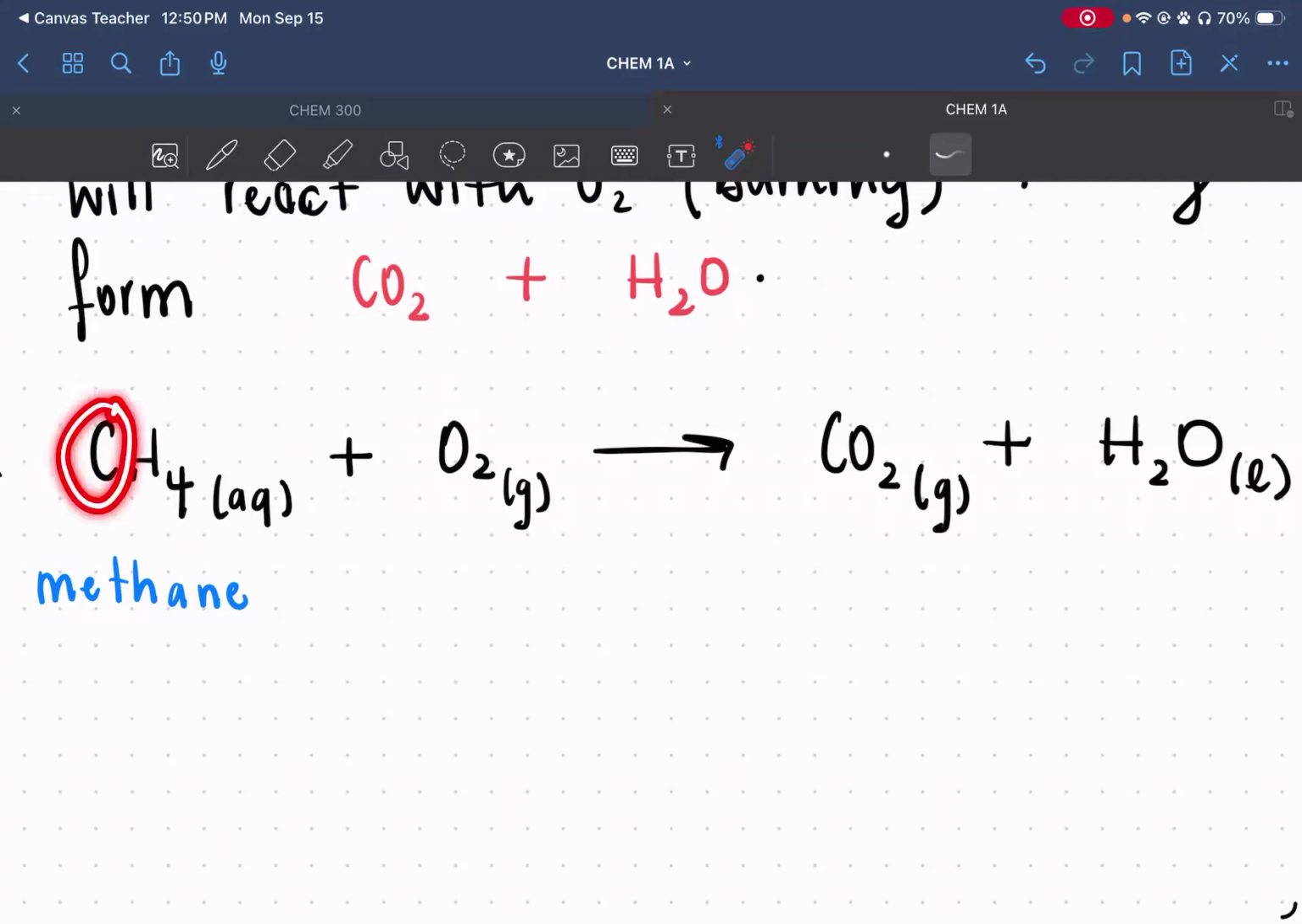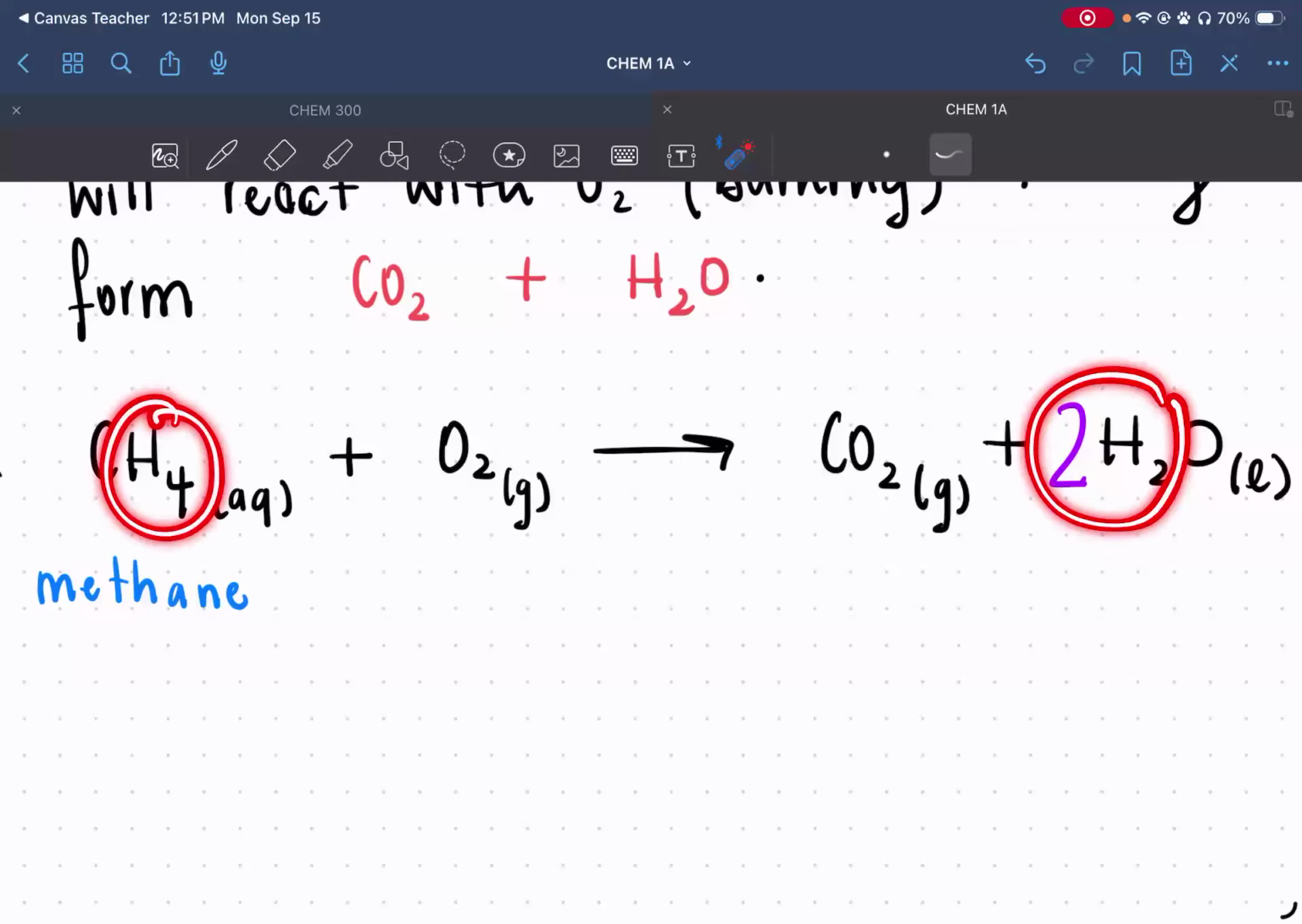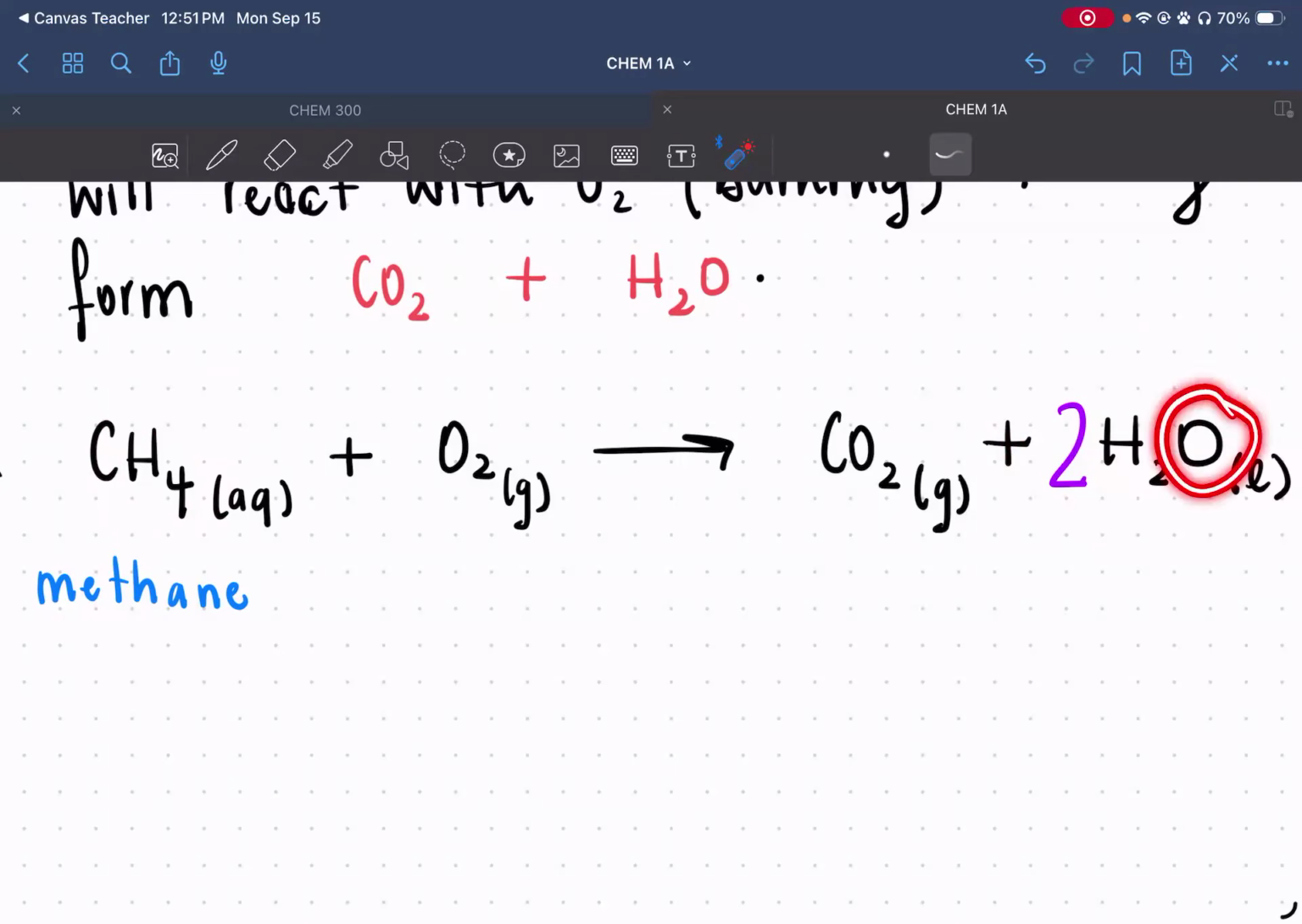There is 1 carbon, balanced. That's fine. There are 4 hydrogens here on the left, but only 2 on the right. No big deal. We're just going to put a 2 in front of the H2O. In doing so, we have now balanced our hydrogens. 4 on the left, 4 on the right. What we have changed is the number of oxygens.